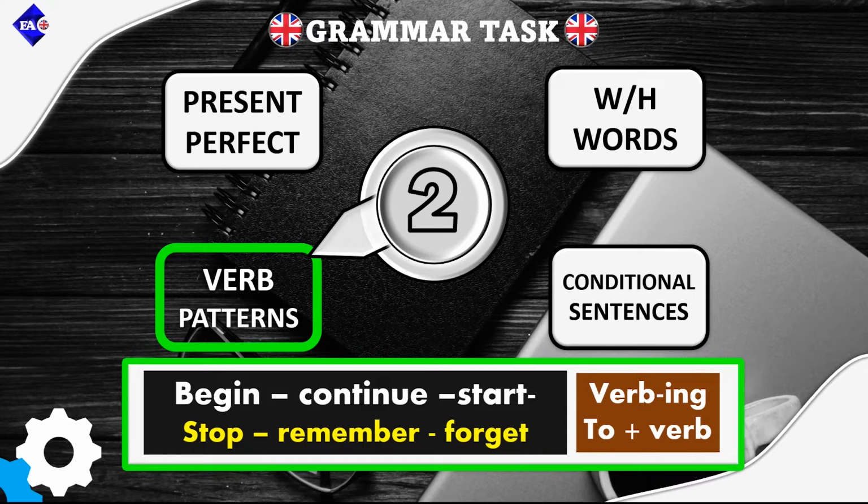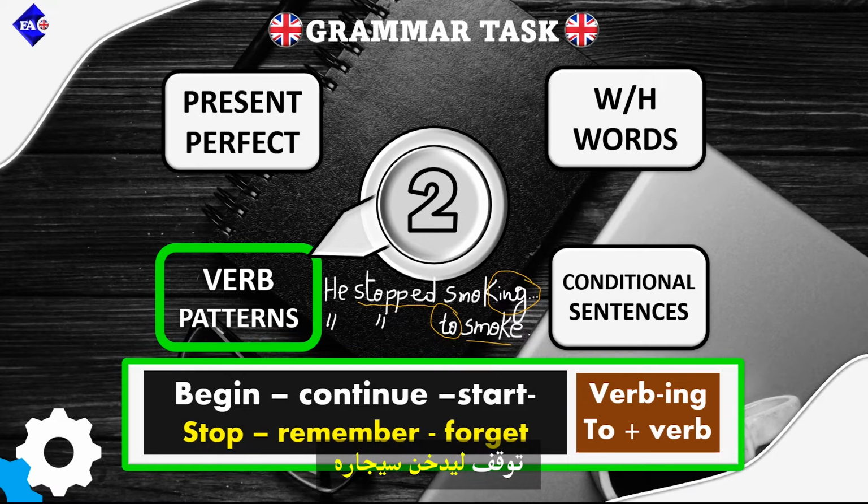Let's take an example with the verb stop. If I say, he stopped smoking 10 years ago, this means he's not smoking anymore. But if I say, he stopped to smoke, this means he stopped doing something else like driving or working in order to smoke. That's how the meaning is different from the first one.